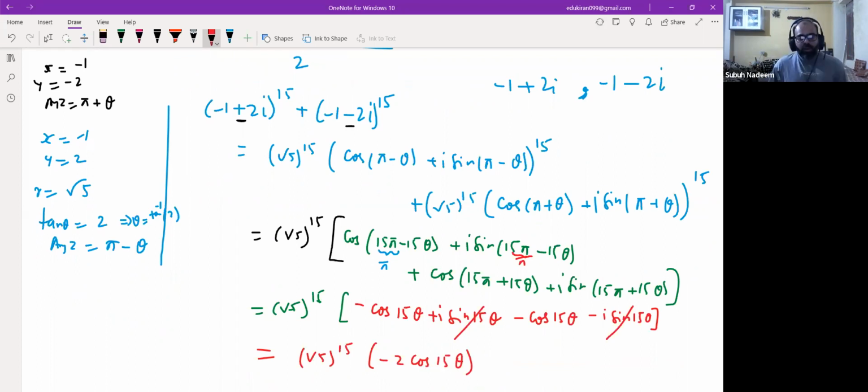Now we have to find this cos 15 theta. So tan theta is 2. From there we write cos 15 theta. Okay. Now this is also a task. Find cos 15 theta.